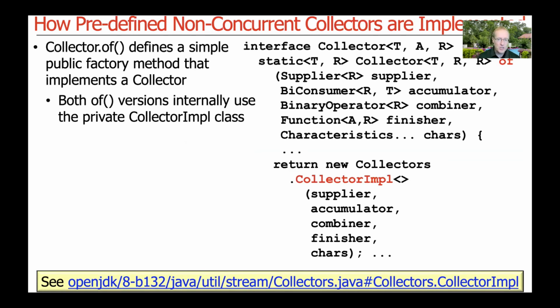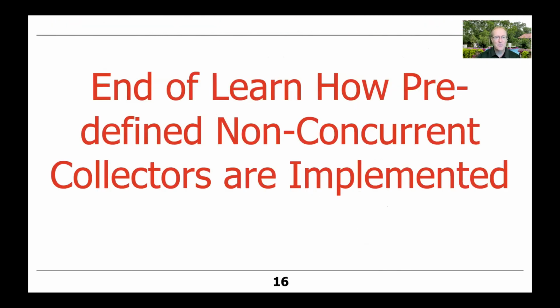Both of the of versions, as you can see, use the CollectorImpl private class. So they're using the stuff that you can't get access to, but the of interface is actually a better way to do things because it's really the factory method pattern, and it's cleaner to use. So that's the quick overview of how some of the predefined non-concurrent collectors are implemented. There are other ones besides toList. There's also toSet and toMap and so on. You're welcome to look at the Java source code if you want to see how those are implemented under the hood, but they look very, very similar to what we just saw here for the toList factory method.